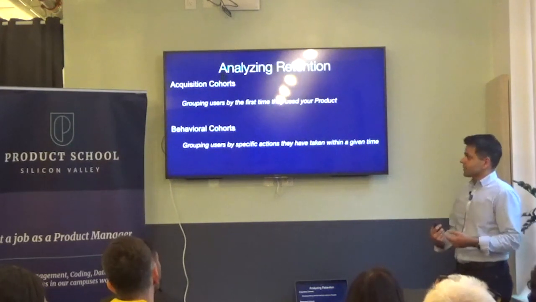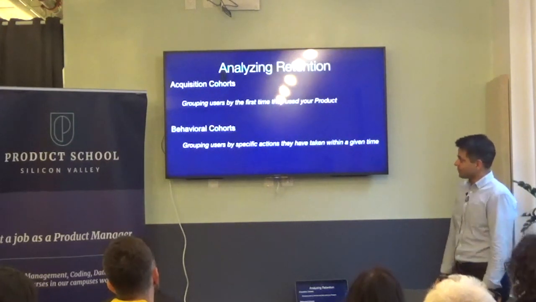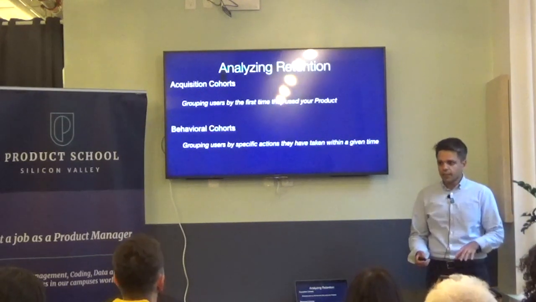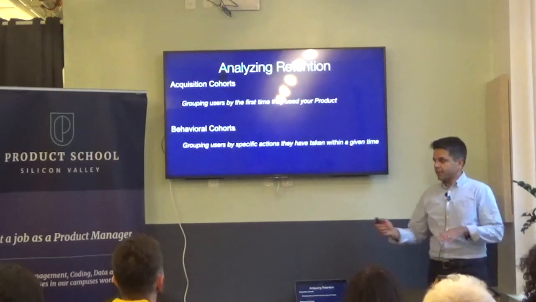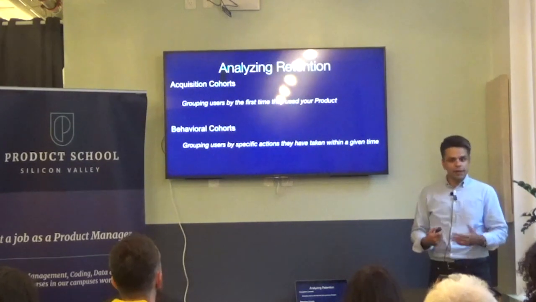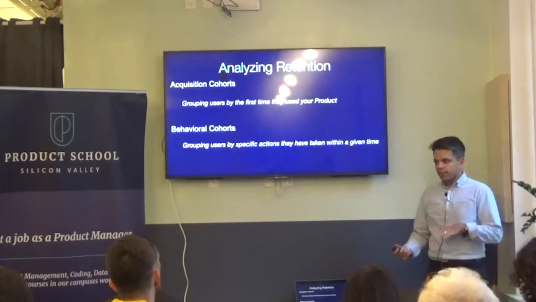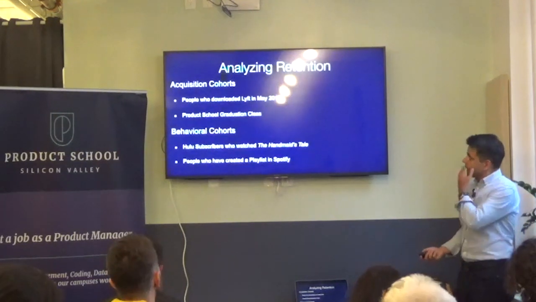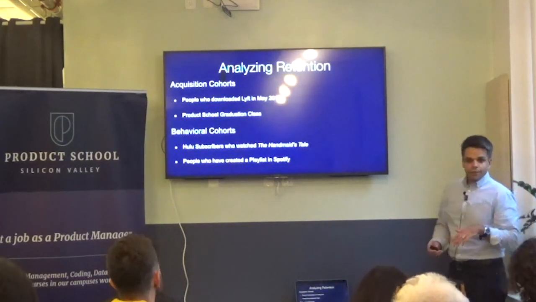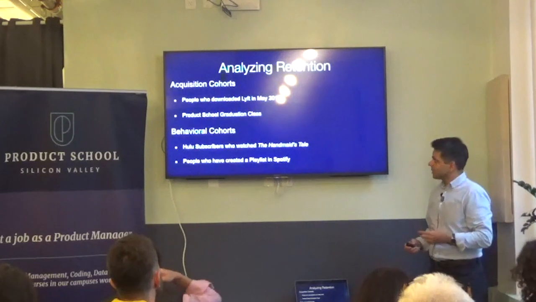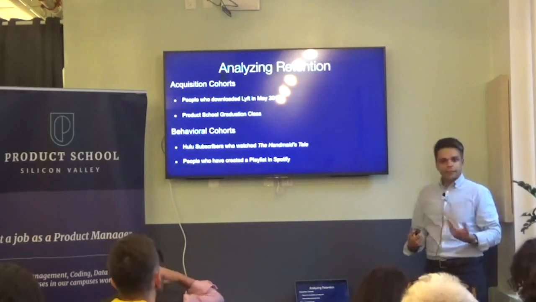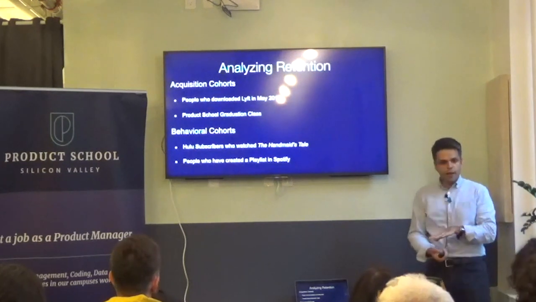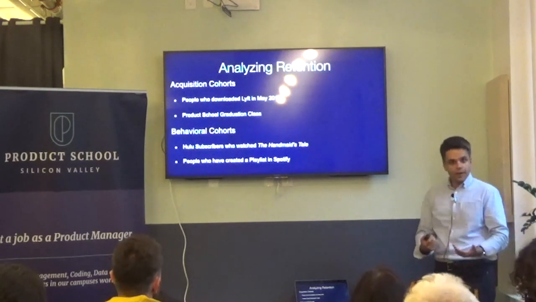But then you also have something called a behavioral cohort. This is grouping users by specific actions that they've taken. And you can look at them and analyze actions that they take in your product or even their retention, and maybe compare them to each other. So I'll give you a couple examples of cohorts. Acquisition cohorts: people who downloaded the Lyft app in May 2019. That is an acquisition cohort because they're grouped by that specific time that they got your app.